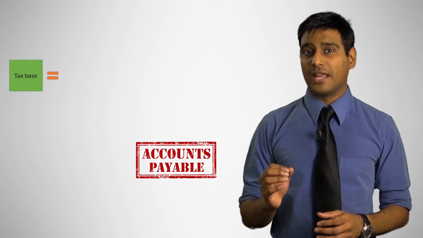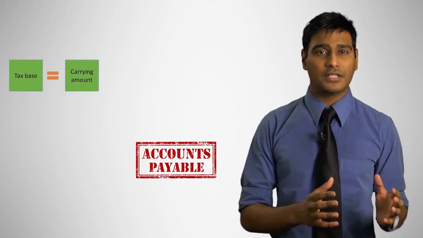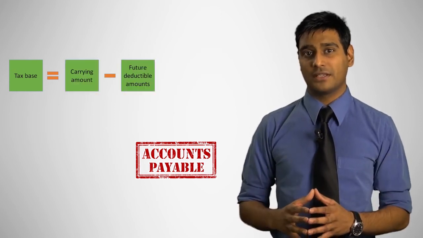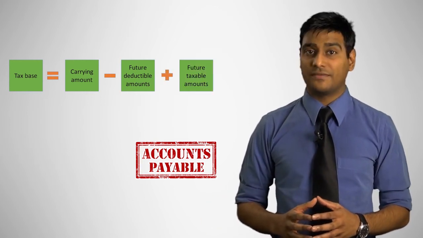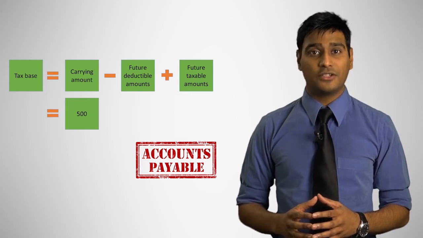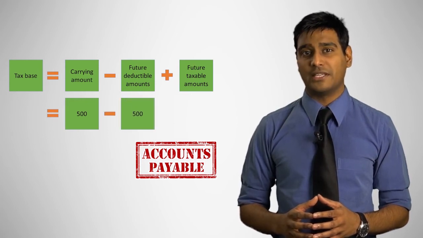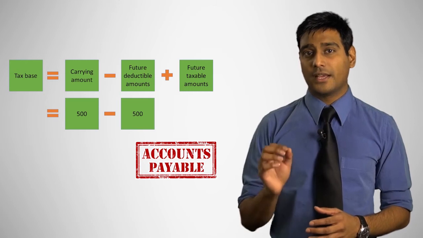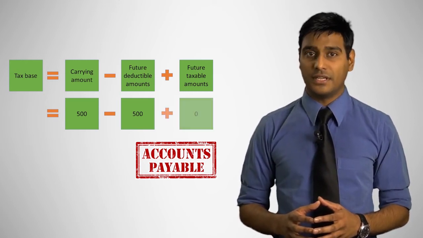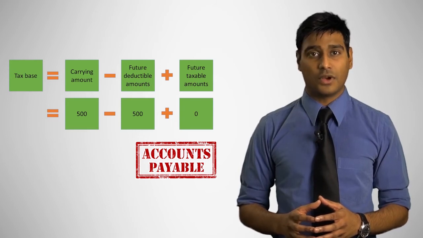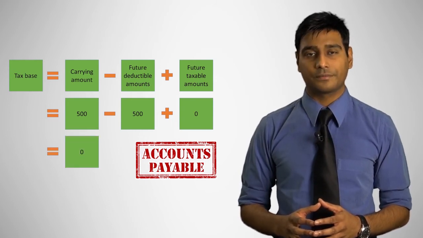The tax base for a liability is equal to the carrying amount minus future deductions plus future taxable amounts. The carrying amount is $500. The amount of $500 will be deductible when it is paid in the future. Accounts payable will not give rise to future taxable amounts, so this is zero. The tax base for accounts payable will be zero.